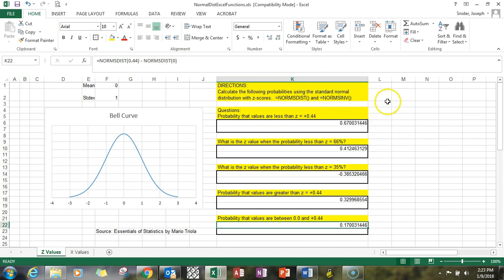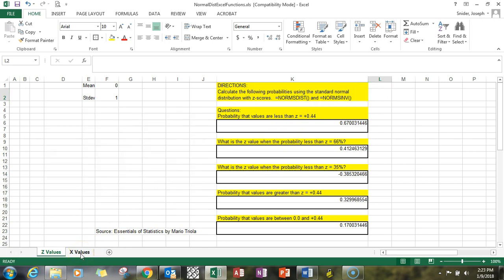So this is how you would go about using the NormS functions, the SDIST and SINV. So remember, if you're looking for a probability, then you look for the distribution function. If you're looking for the Z value, you're looking for the INV function to be used. So we're half done with the video. The X values are the other part of it.